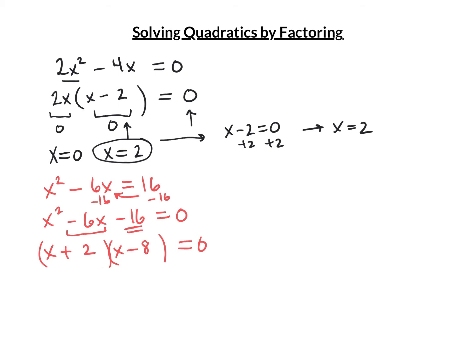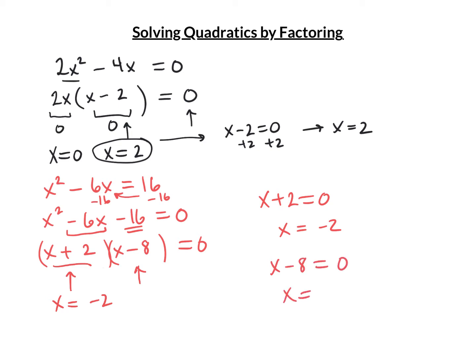To find the solutions, I'm asking myself, what do I plug in that makes 0? You're solving this equation. X plus 2 equals 0. Subtract 2 from both sides, and x would be equal negative 2. Putting in x equal negative 2 makes this factor 0, and 0 times anything is 0. The other one, from this factor, I would solve the equation x minus 8 equals 0. I'd add 8 to both sides, and x would be equal to 8. If I plug in x equal 8 in this factor, 8 minus 8 is 0, and 0 times anything will be 0.